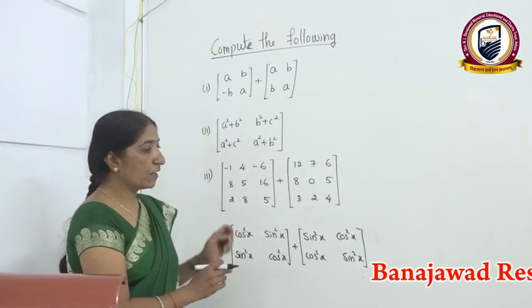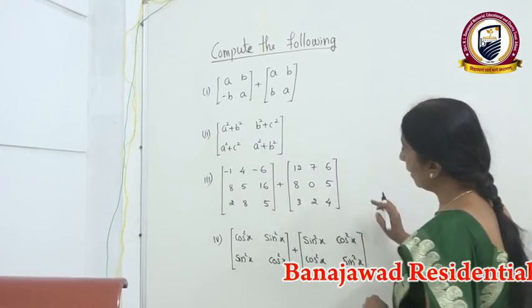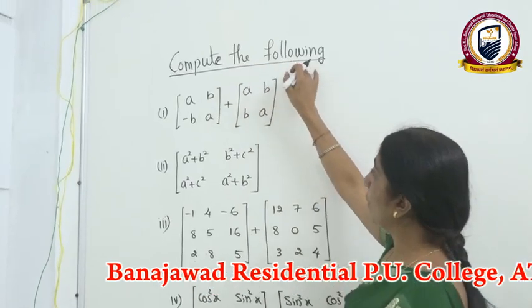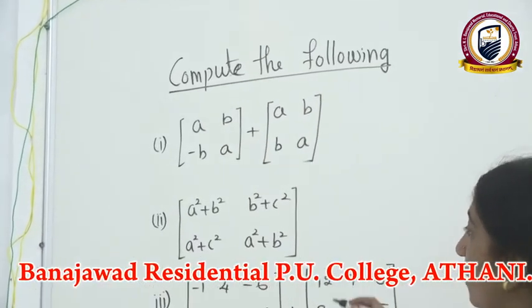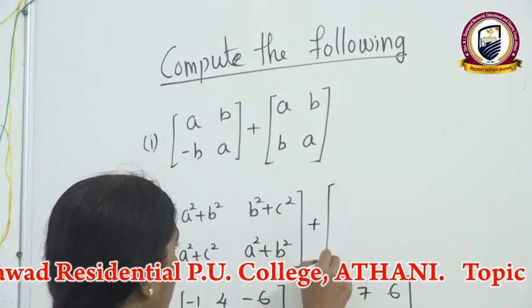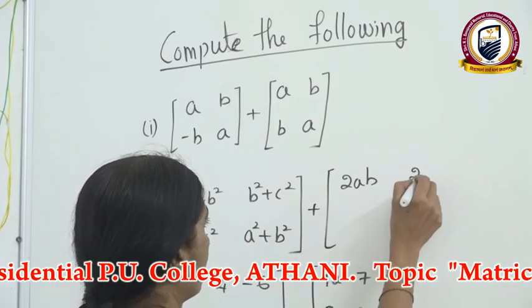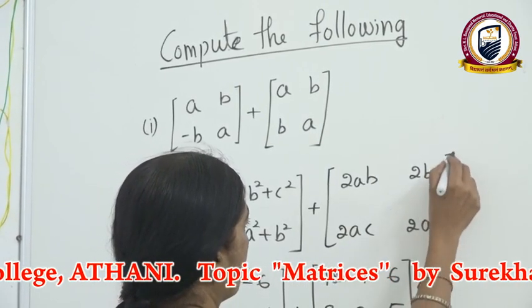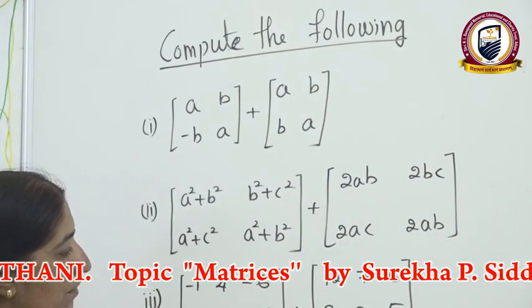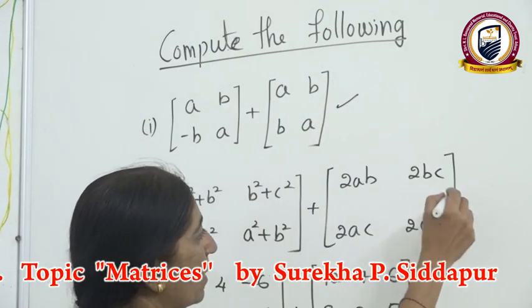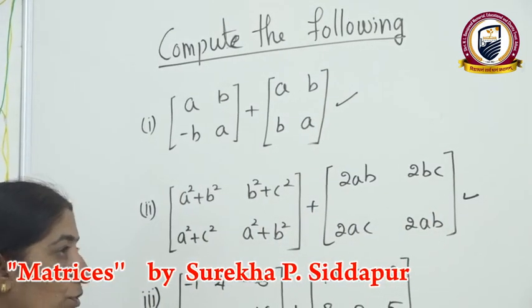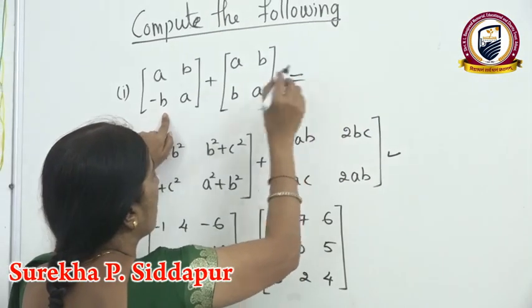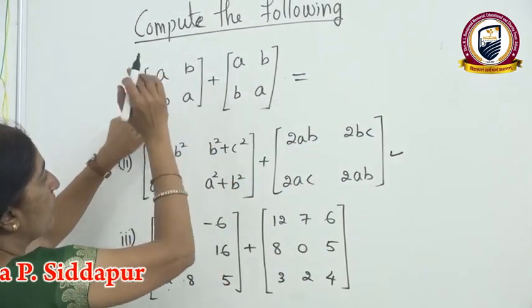In the next one, again I am giving you a few more examples. Here I wrote 4 problems for you. So the question is, compute the following. That means in between the matrices we have addition. I am doing the first one and second one. The third and fourth I am giving you as an assignment. Coming to the first one. See the first one. We just have to add the corresponding elements.